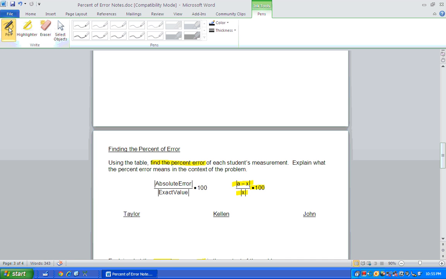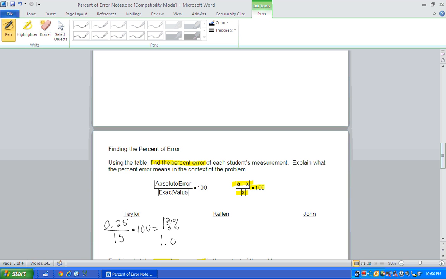So we already know Taylor's absolute error was 25 hundredths of an inch. And if we divide that by the exact value of the diagonal and multiply by 100, we'll get her percent of error. And that's 1 2/3%.